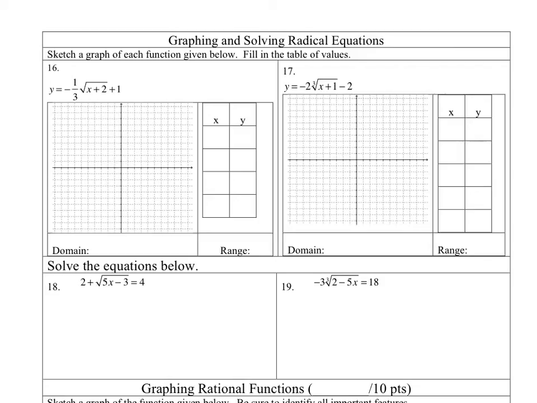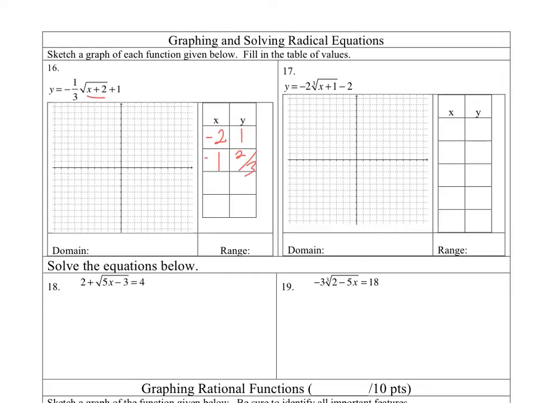Next up, we've got to sketch a graph of each function and fill in a table of values. I know the point that I'm going to choose to start with for a square root is going to be negative 2, because that makes the inside of the square root 0. If I plug in negative 2, I get 1 as my output. I'm probably going to go up 1 from there, because it's nice if I could make the inside of this a perfect square. So negative 1 plus 2 is going to be 1. The square root of 1 is 1. 1 times negative a third is going to be negative a third. Negative a third plus 1 is going to be 2 thirds. Oh, good. We're dealing with some lovely fractions here.